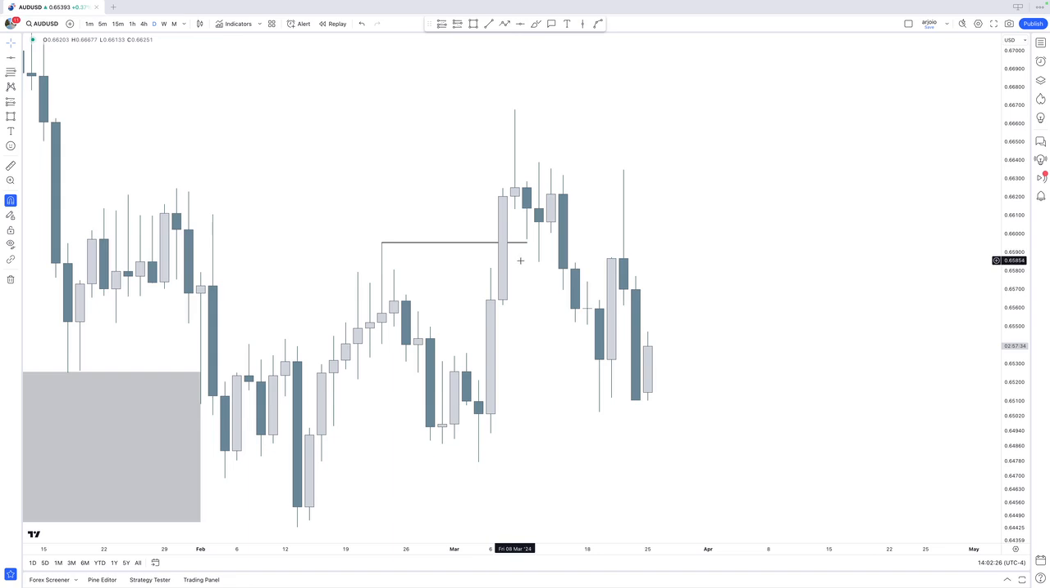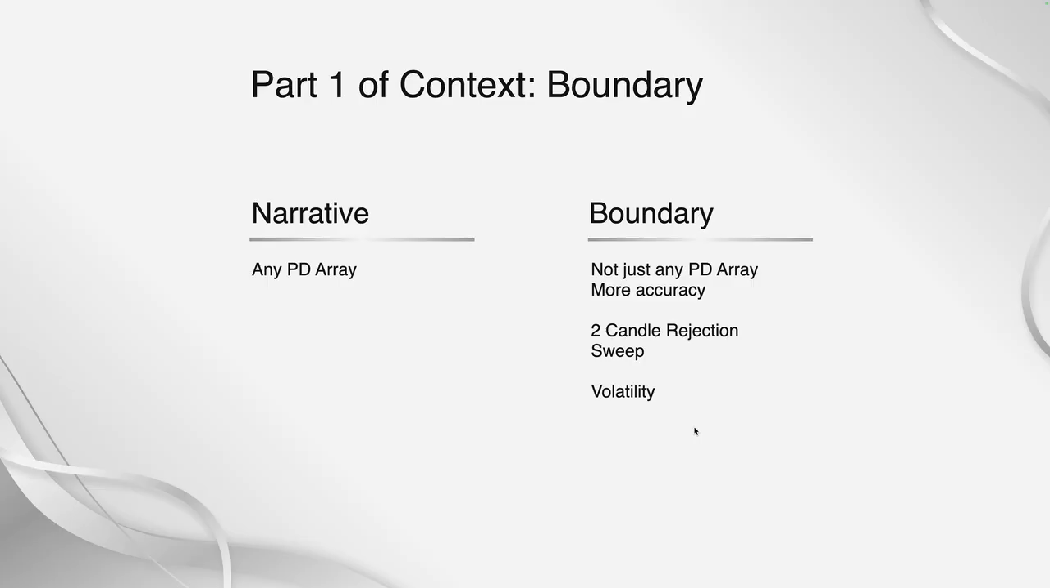The difference from the narrative is that the narrative, yes, sets you up for that potential of accuracy, but with the boundary, you really need to be accurate and you need to be almost quite certain that this is the PD array that we are going to continue higher off of. Now, that is of course where the previous videos always come in handy as well. Then the next part in that boundary is the 2 candle rejection. And we have a sweep.